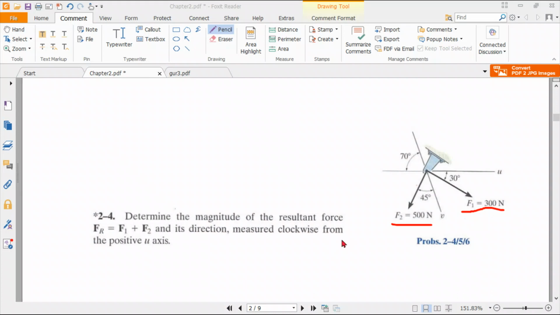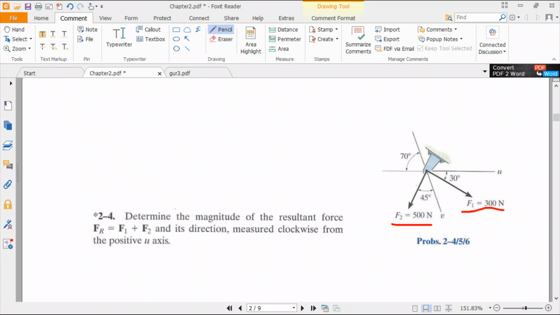Okay, so our problem is 2.4. Determine the magnitude of the resultant force F_R, which is equal to the sum of vectors F1 and F2, and its direction measured clockwise from the positive u axis.